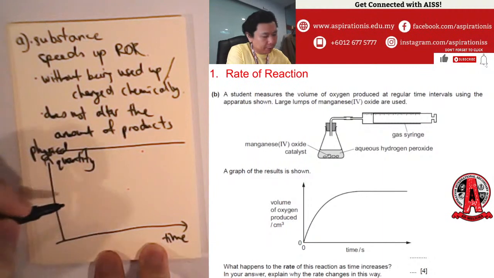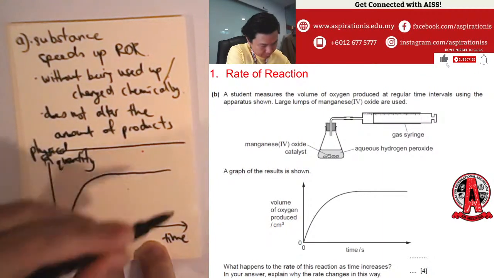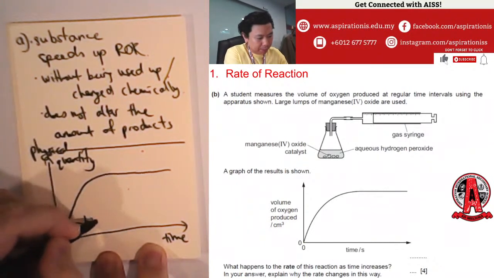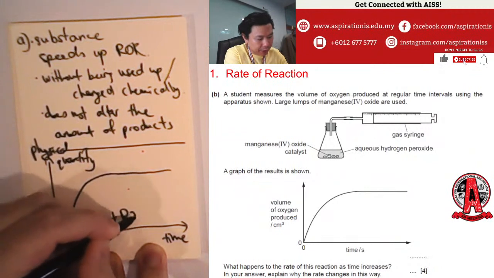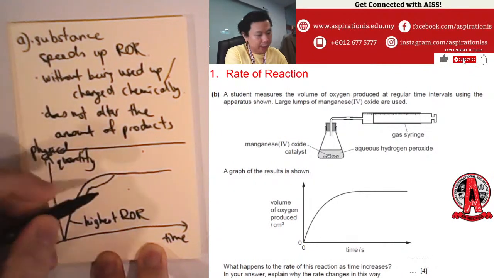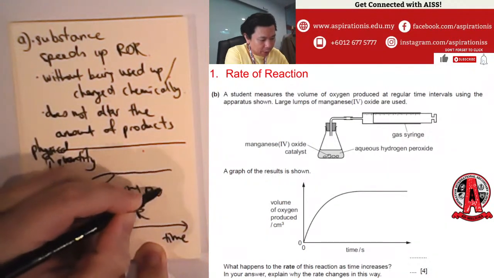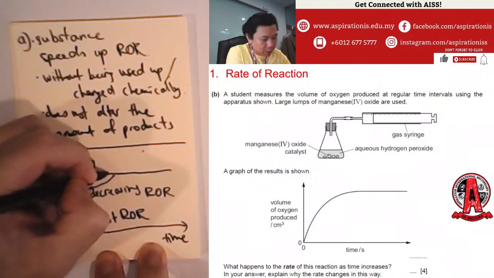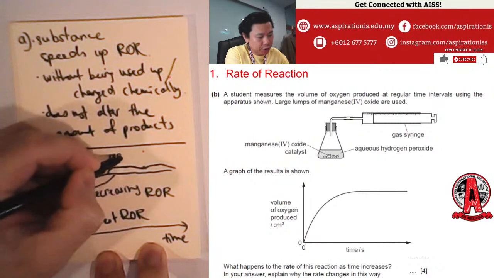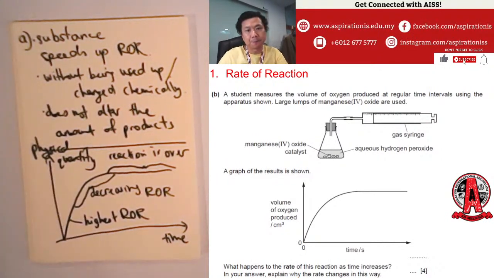Now look at the curve of the graph. The graph is always like that. Note that this is the point of the highest rate of reaction. Then as you go along, you have decreasing rate of reaction. And of course, when you reach the plateau here, the reaction is over.